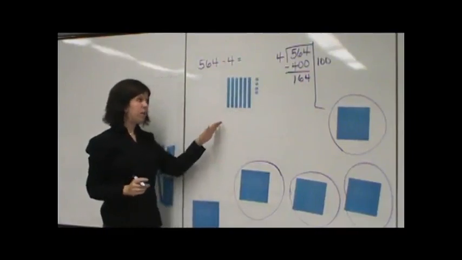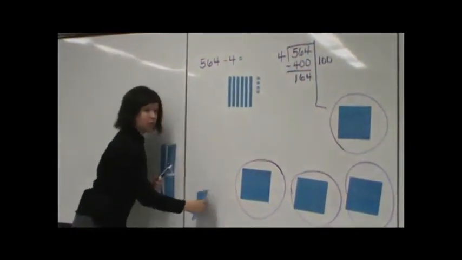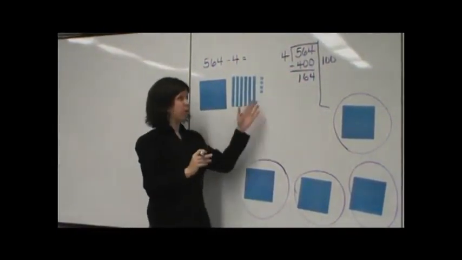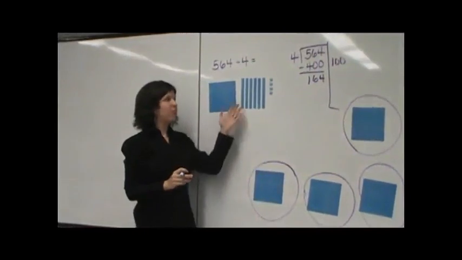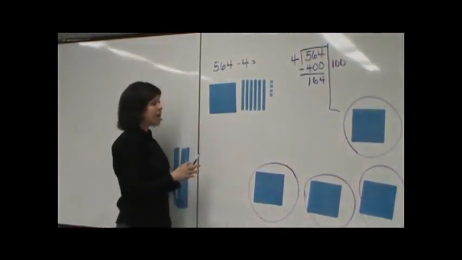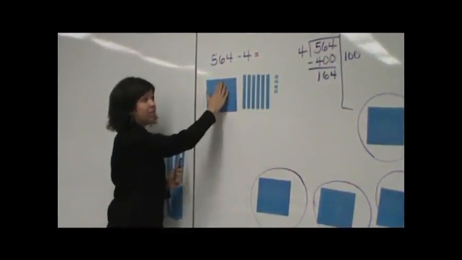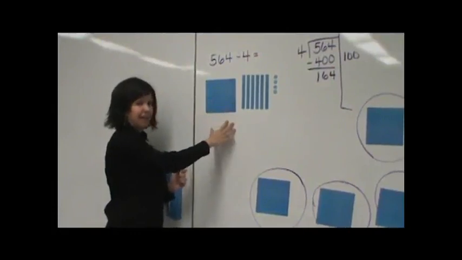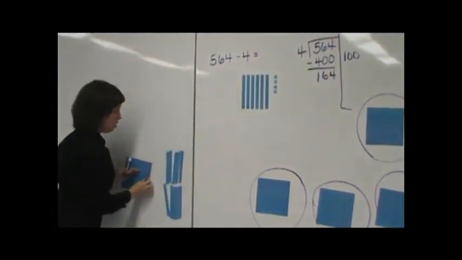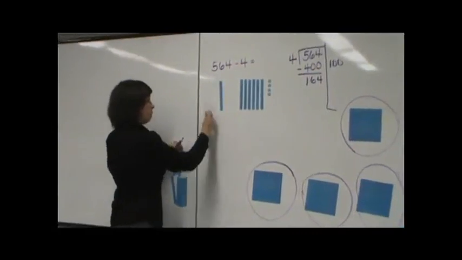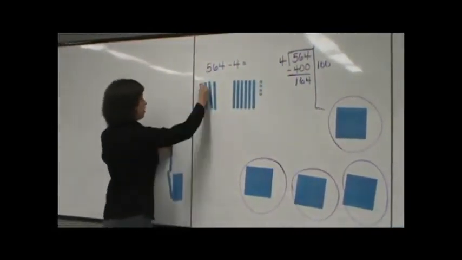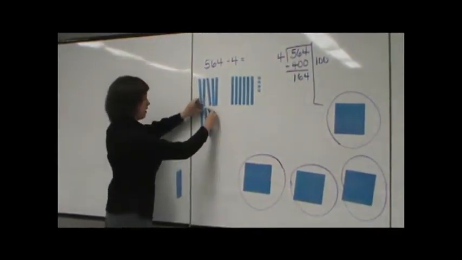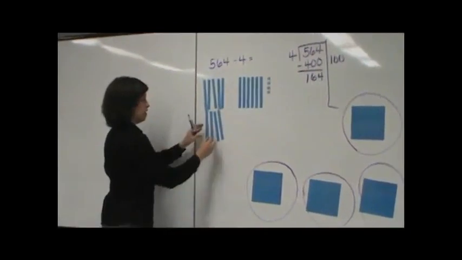Now, the benefit of the model is that students can go back and see, here's my 100, 6 tens, and 4 ones. So this helps to check and make sure I'm on the right track and my answer is making sense so far. Now, with 4 groups, again, we can't divide this 100 evenly. So we need to think about this 100 as 10 tens. 1, 2, 3, 4, 5, 6, 7, 8, 9, 10.